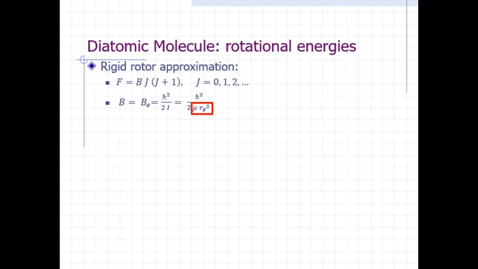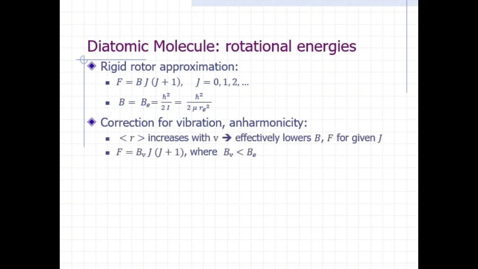For better accuracy, we have to account for molecular vibration. Because of anharmonicity, we expect the average distance between the two nuclei to be larger than R sub e. And it gets larger for higher vibrational energies. If we were to plug in the average distance instead of R sub e in the expression for B, then we can expect an effective rotational constant that is smaller than B sub e. This also means a lower rotational energy F for a given J. We represent the effective rotational constant with B sub V.